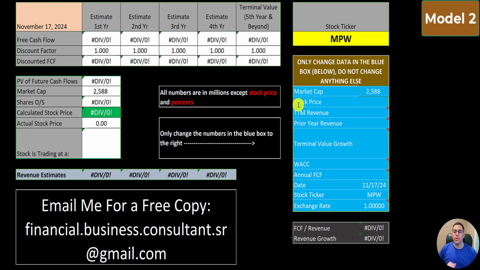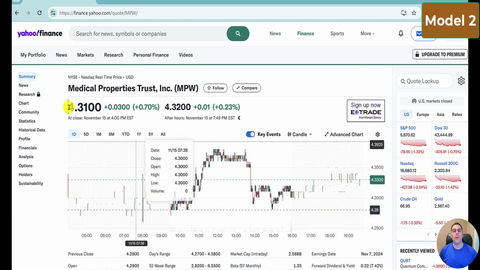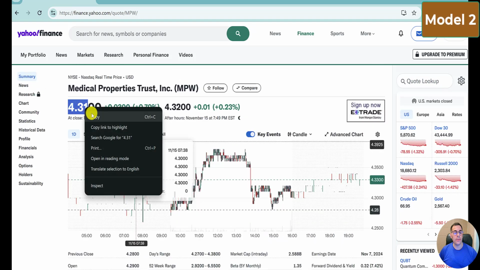So this looks like 2,588, but all the numbers are millions. So that's 2.58 billion. And you can see it says 2.58B for billion. Now what are they trading at? 431. We'll copy that.